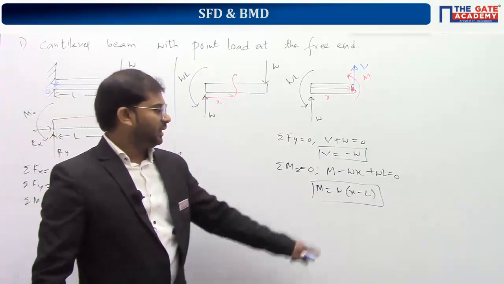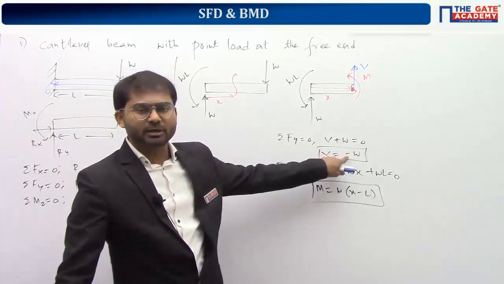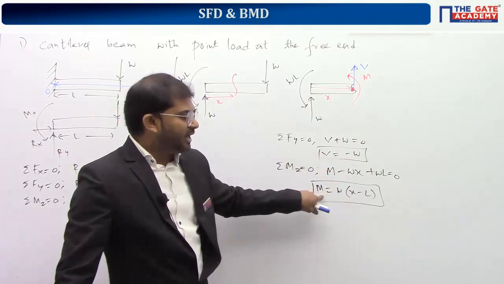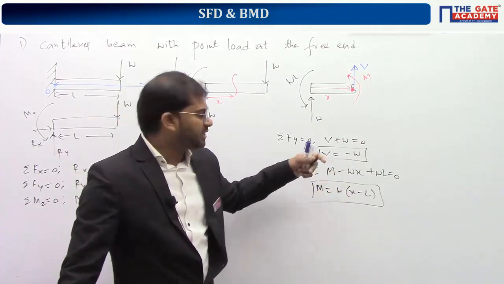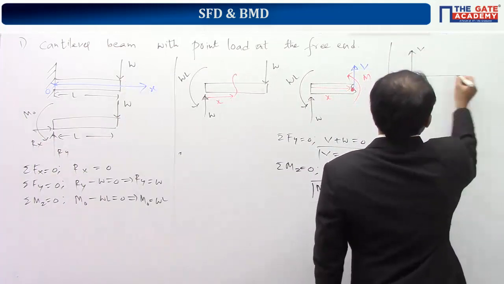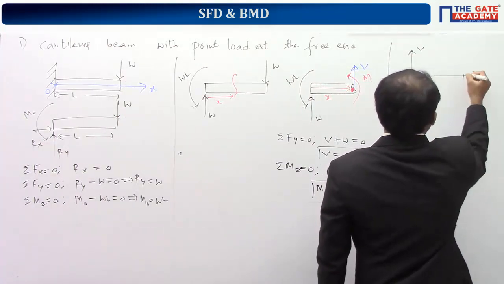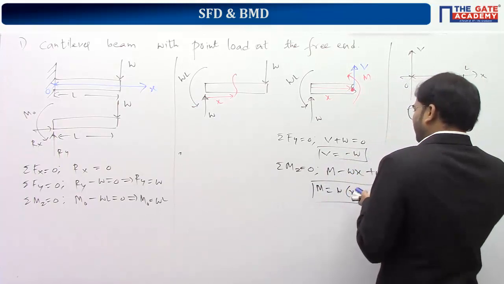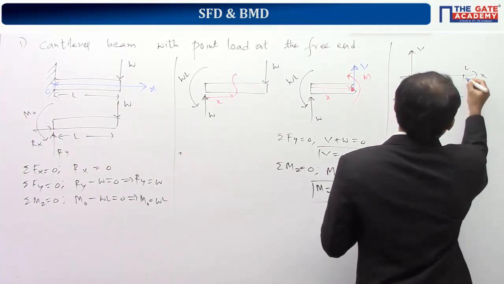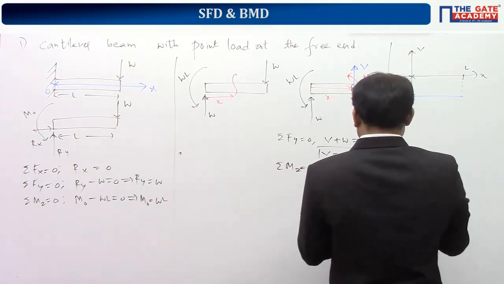We see that in the shear force equation there is no x, so shear force is independent of x. But in the bending moment we see x to the power 1, so the bending moment is actually a straight line. So let's plot these two curves. For the shear force diagram, this is x, 0 to L. Whatever the value of x, shear force is always equal to minus W. So the curve will come out to be a straight line like this.